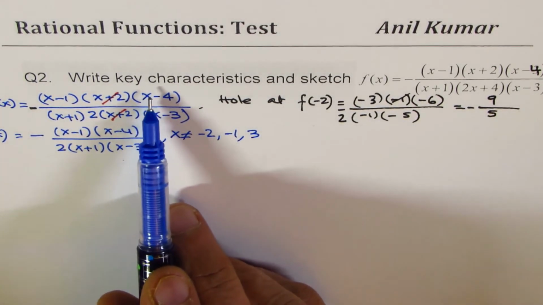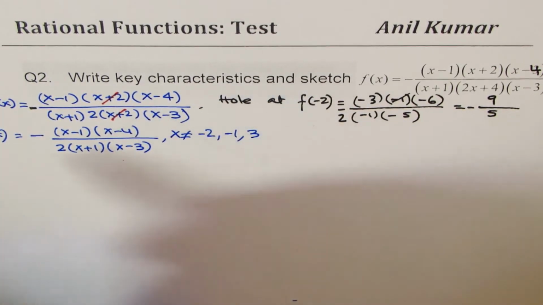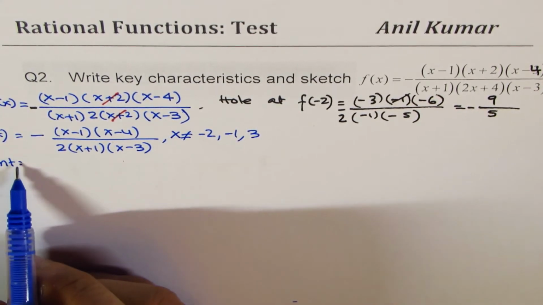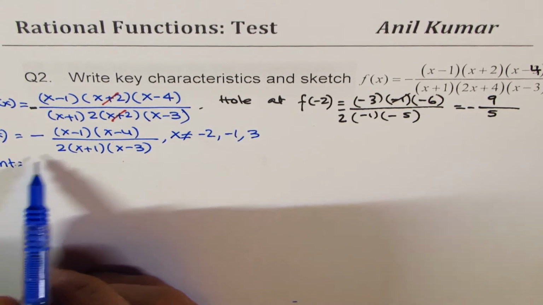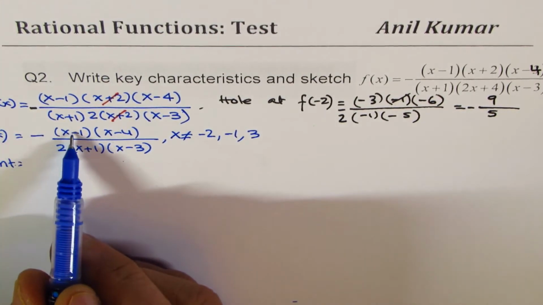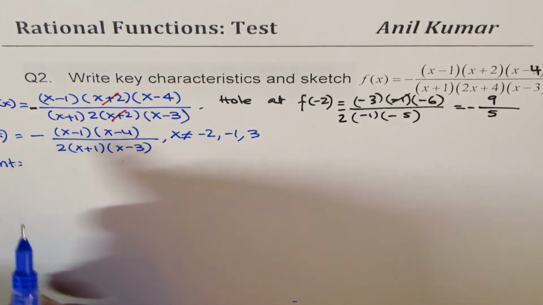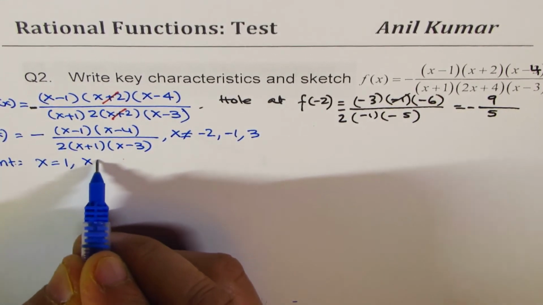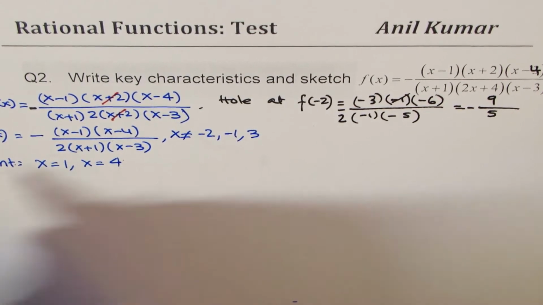Now we can find the x and y intercepts for the function. So the x-intercept is when f of x is 0. That means when the numerator is 0. So the x-intercepts are at x equals to 1, that is when this is 0, and x equals to 4. These are the two x-intercepts.